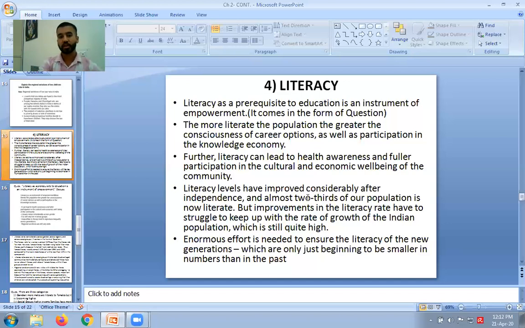Okay, so the third point. Further, literacy can lead to health awareness and fuller participation in the cultural and economic well-being of the country.